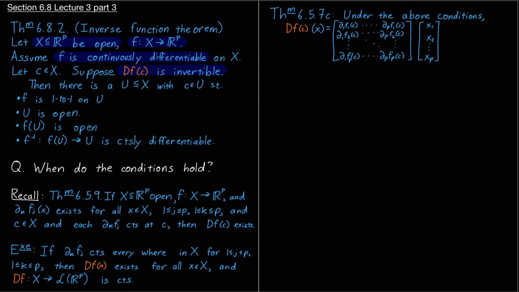So df of c is invertible if and only if, there's our linear algebra trick for checking whether a matrix is invertible, it's just you take the determinant of the matrix which has partial k f_j of c as its entries, and if that determinant is not 0.